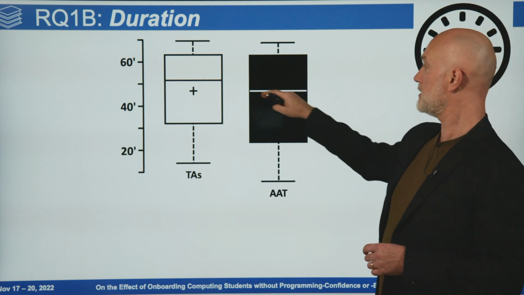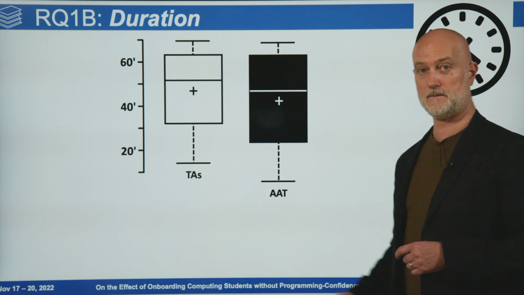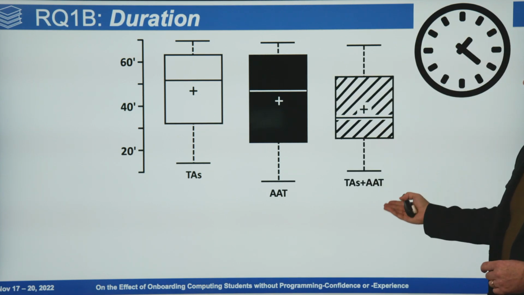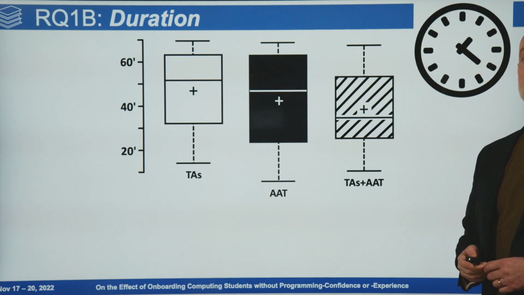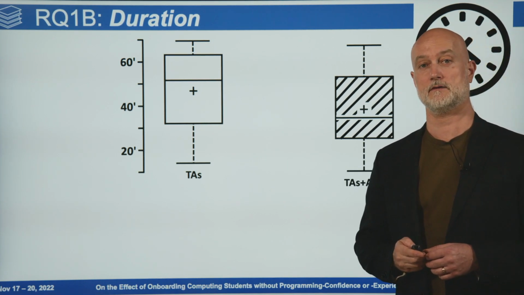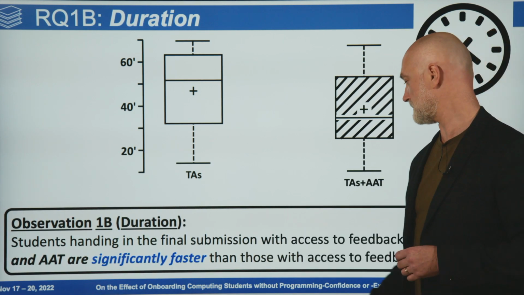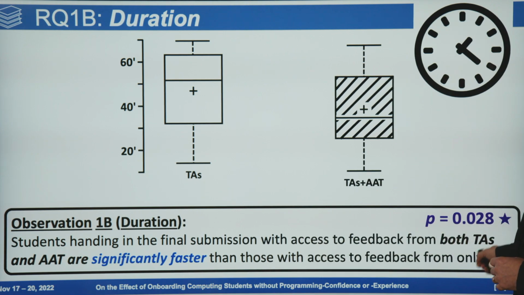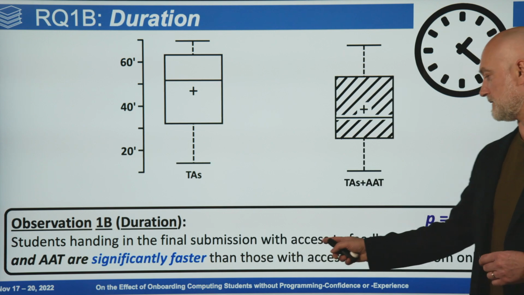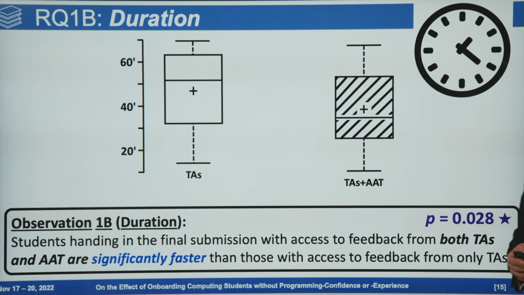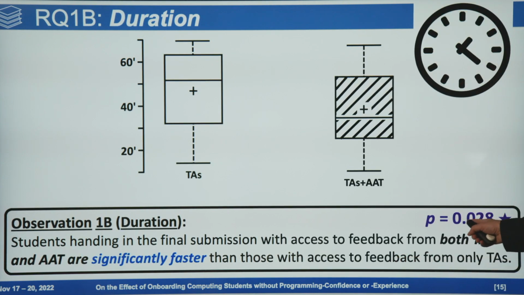We see the time dropping when students have access to only automated feedback instead, and it drops even further if we look at students having access to both manual and automated feedback. Again, if we compare the two extremes here, we see that students handing in the final submission with access to feedback from both TAs and AAT are significantly faster than those with access to feedback from only a TA. And the result is statistically significant, as we can see over here.